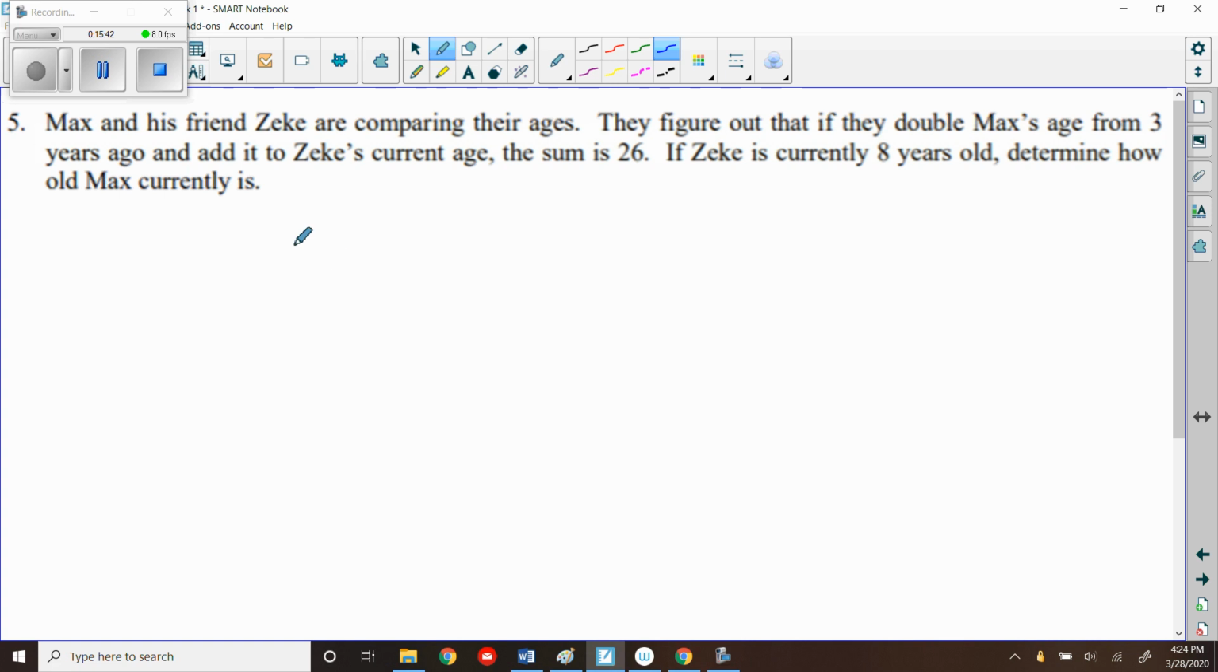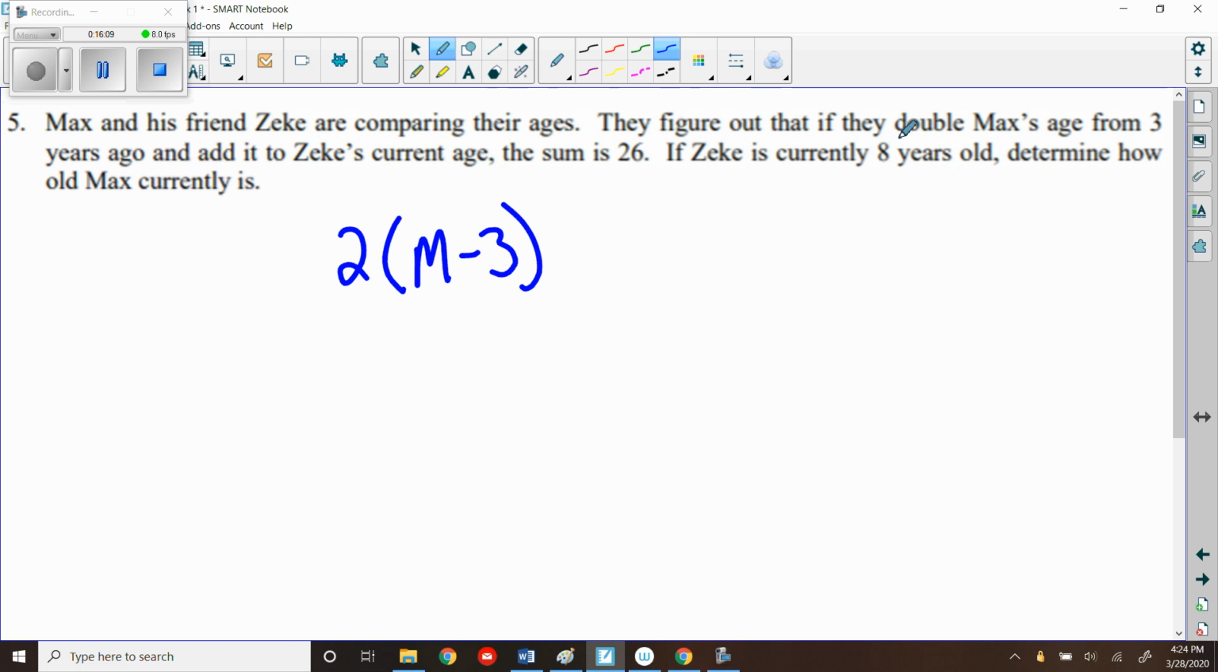All right, Max and his friend Zeke are comparing their ages. They figure out that if they double Max's age from 3 years ago, Max from 3 years ago has his age times 2, or double. So I am putting in these parentheses to say that the first thing we're going to do is subtract 3, and then we're going to double it.